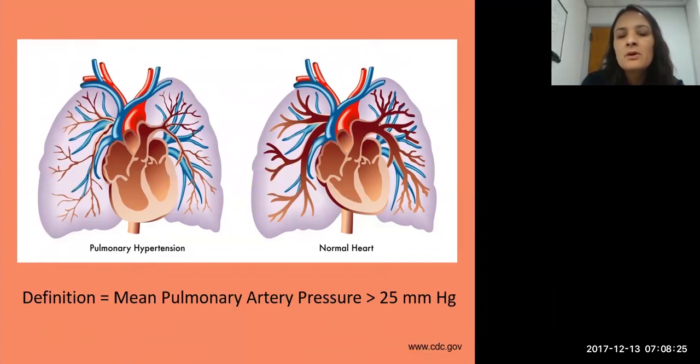And the purest definition of pulmonary hypertension is a mean pulmonary artery pressure of greater than 25, okay? You have to meet that criteria to be diagnosed with that disease.